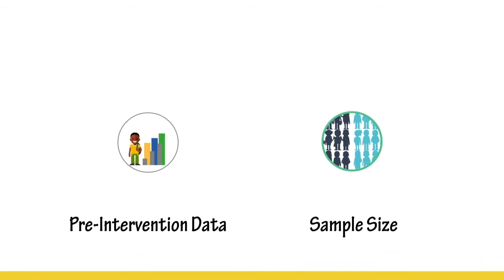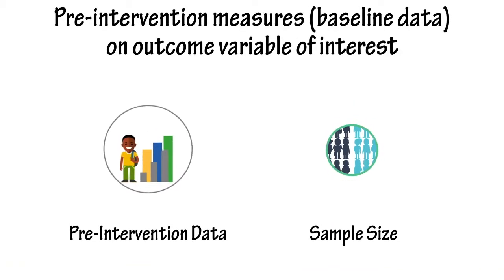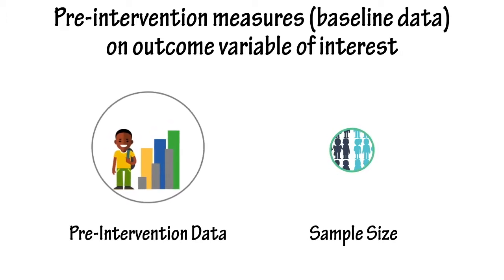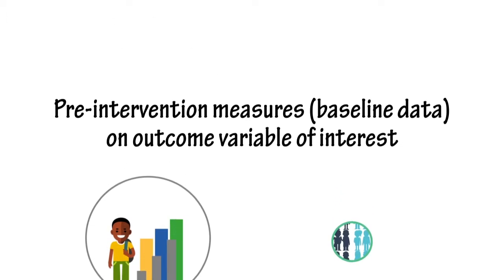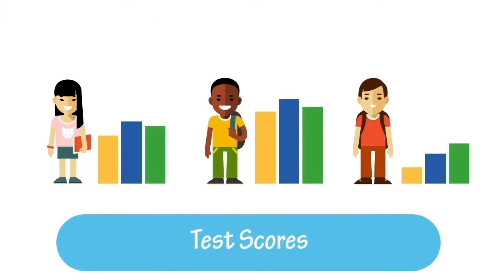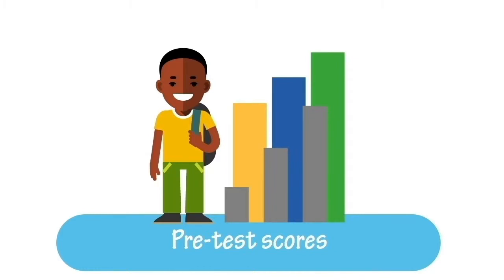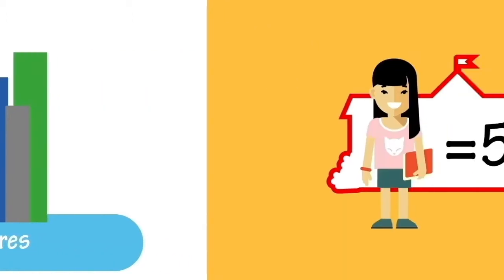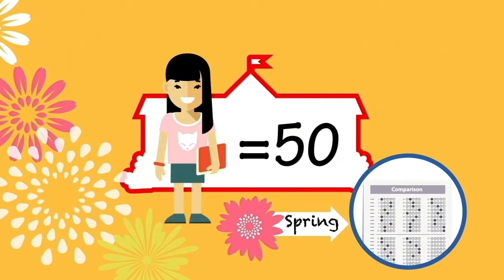Let's look at one additional factor that can affect sample size. When you have pre-intervention data that is highly correlated with your outcome variable, then you can get by with a smaller sample size. For example, previous test scores are highly predictive of test scores in subsequent years. So if test scores are your outcomes of interest, then knowing pre-test scores makes an enormous difference in the sample size you need. Staying with the 50 students per school example, let's say you were able to obtain math test scores for all students from the spring before you started your program.